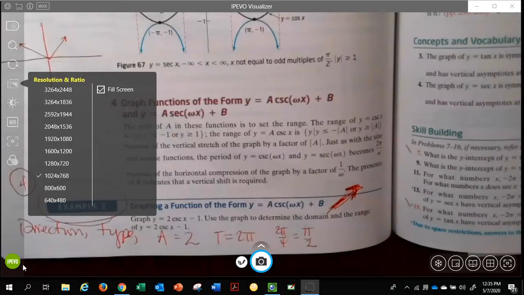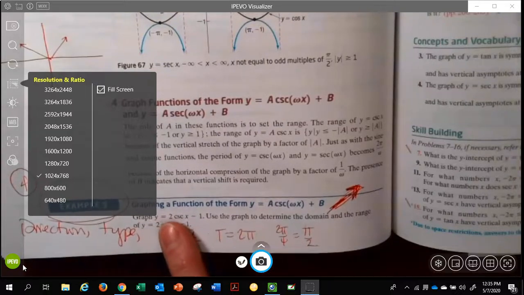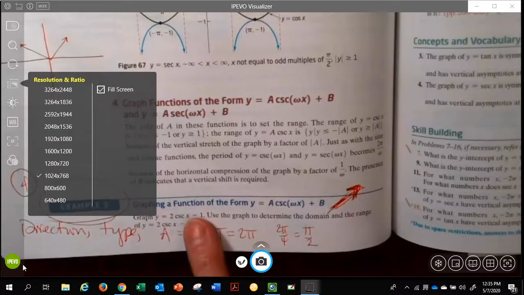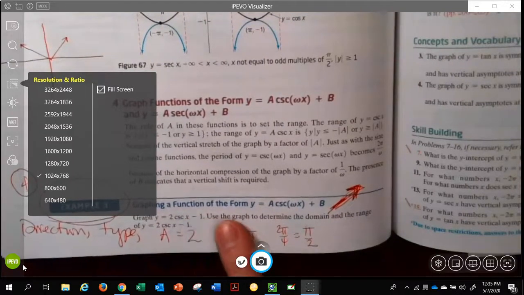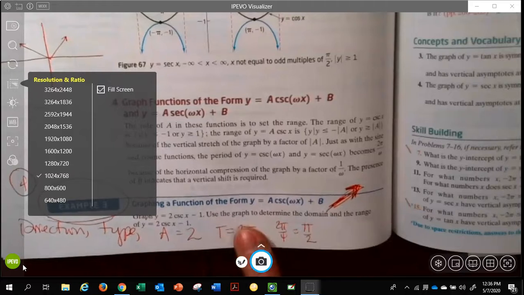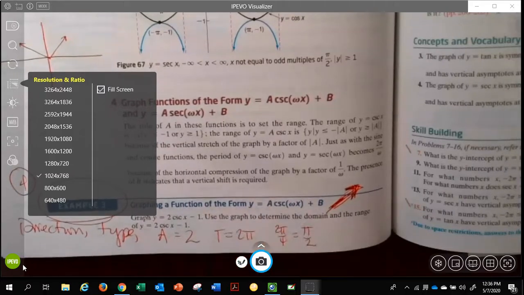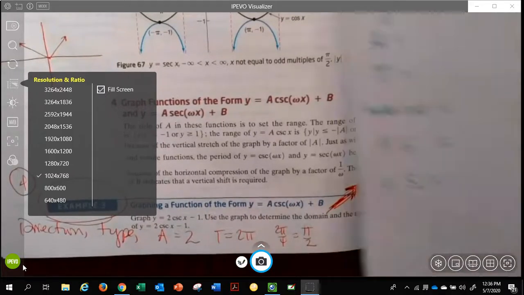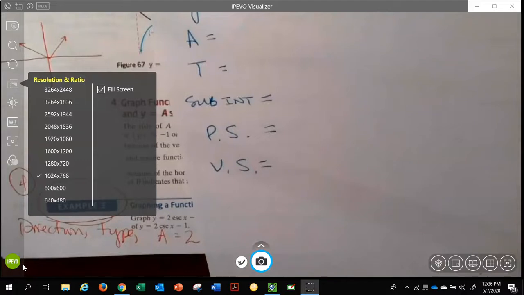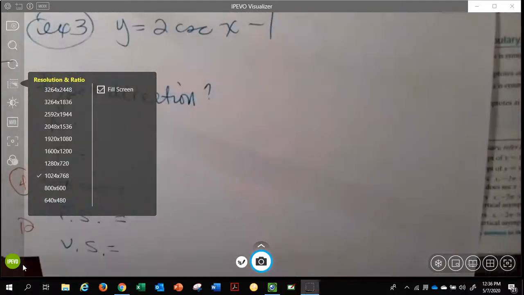I know you've already seen 2 videos on this. I wanted to step in and do this last problem with you and show you some things I'll be looking for on the test. So as you see, they're asking us to graph y equals 2 cosecant x minus 1. It says use the graph to determine domain and range, and I'm going to focus here on the graphing first.